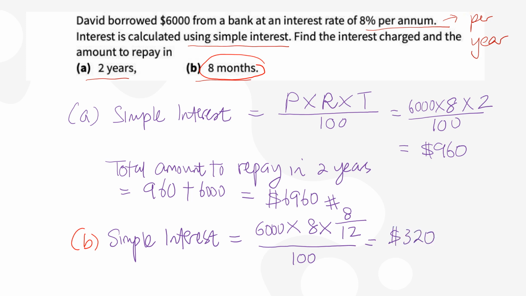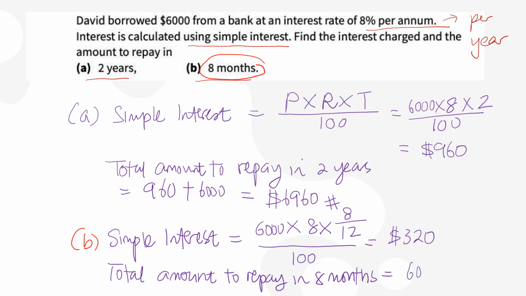Right, so as usual, the total amount to repay in 8 months would be the principal sum, which is 6,000, plus the interest accumulated in 8 months. So the amount to be paid will be 6,320. Alright, so this is a basic question on how we can apply the simple interest formula to calculate simple interest.